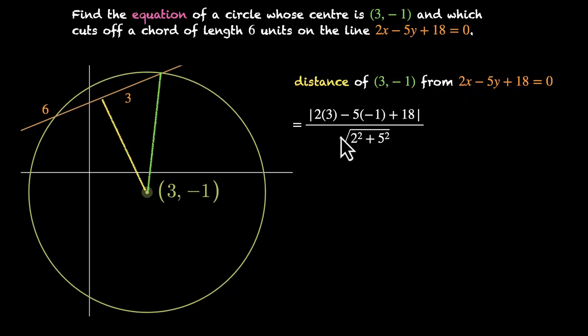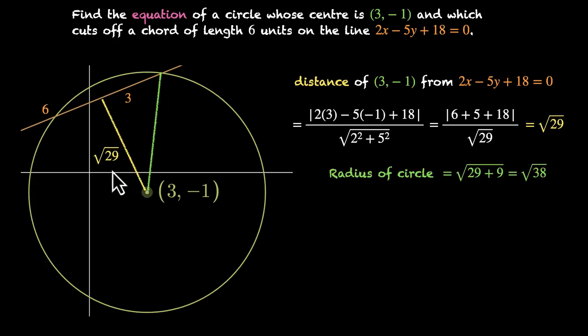Let's simplify this. This is 6 + 5 + 18 divided by root of 4 + 25, that's 29. 6 + 5 is 11, plus 18 is 29. So this is 29 by root 29. This becomes root 29. So now we know this length, that's root 29. Now we can get the hypotenuse. That's going to be root of (root 29) square, that's 29, plus 3 square, that's 9. So that's 29 + 9, that's 38. So the radius of the circle is root 38.